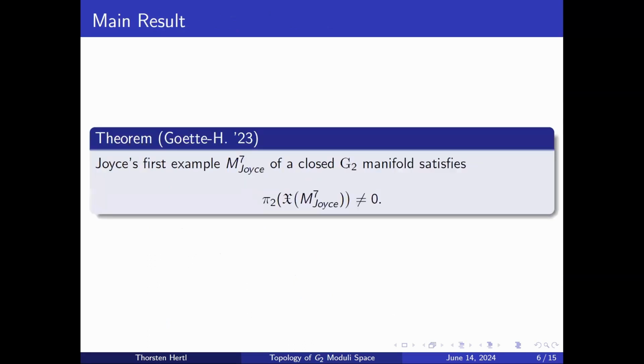But this is not the case because of our main result we were able to prove. We could show that Joyce's first example of a closed G2 manifold has a moduli space with a non-trivial second homotopy group. In particular, this moduli space is non-contractible. This was not known before because these generalized Kummer constructions, these Joyce examples, you cannot really get your hands on them yet.